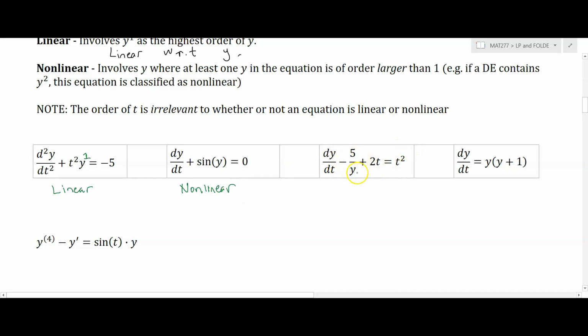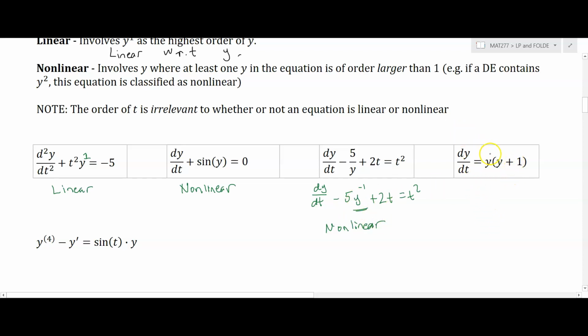Here it appears that we have y to the first power on first look, but if I rewrite that, I see that y is in the denominator, so to bring it to the numerator, I would have to change that 1 exponent to a -1 and write this as -5 times y to the -1 plus 2t equals t squared. And because of this, this is going to be a nonlinear ODE.